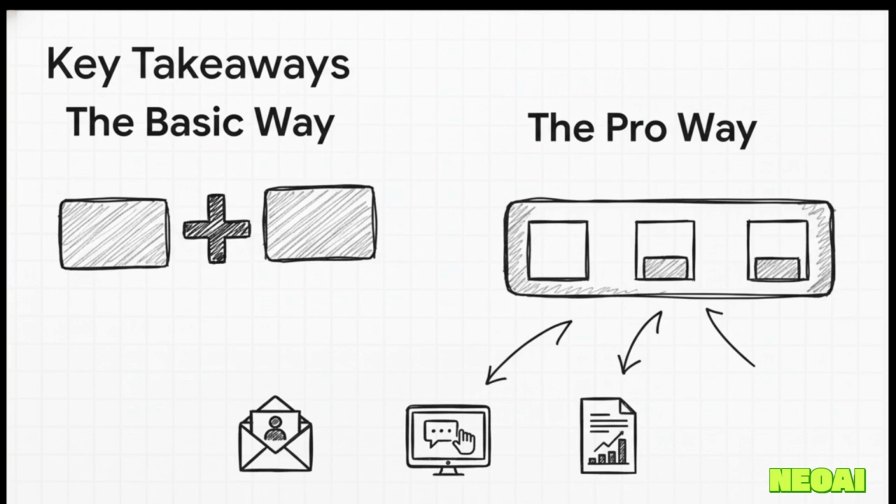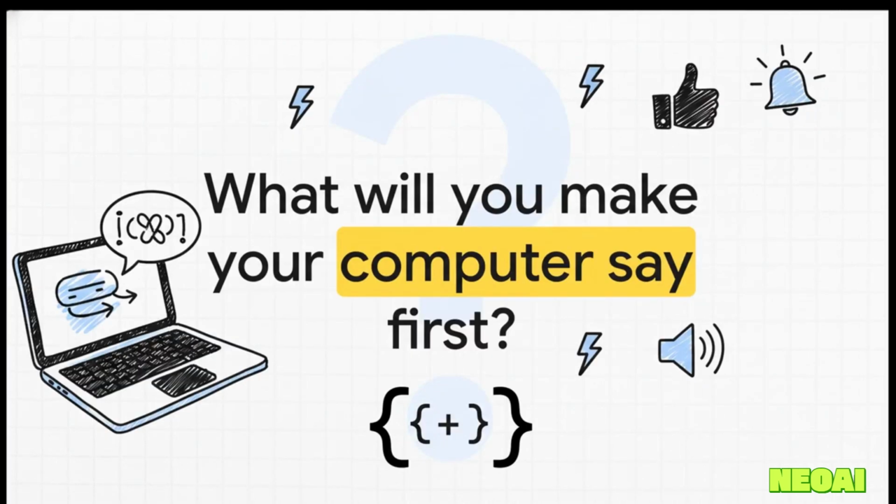This is the skill that lets you build those personalized welcome messages, generate custom reports. It's really the key to making your programs come alive. So now you have the power. You can take data, you can take text, and you can combine them to make a computer say pretty much anything you can imagine and do it in a really clean, professional way. So that just leaves one question. What are you going to make your computer say first?